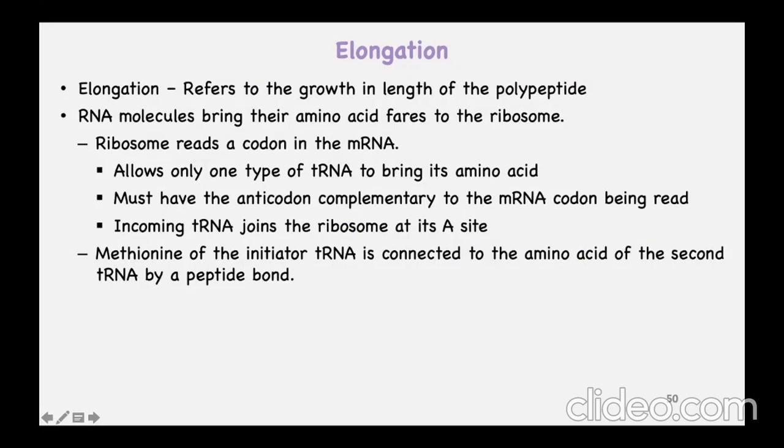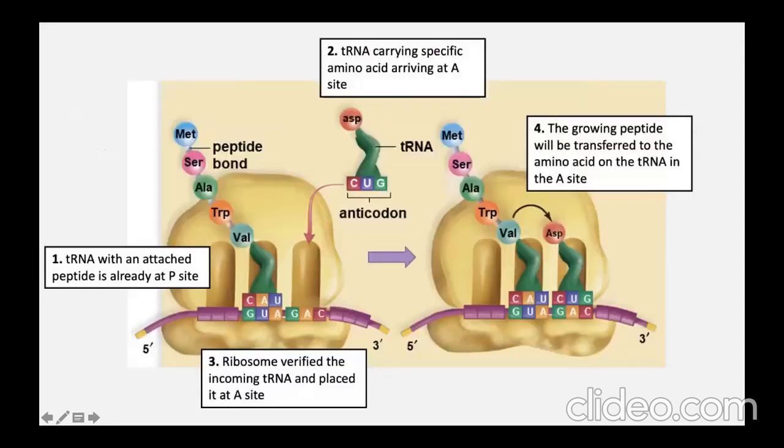And then the methionine of the initiator tRNA is connected to the amino acid of the second tRNA by a peptide bond. So antara the amino acid tu is connected by a peptide bond. Okay, that is elongation. So tRNA with an attached peptide is already at the P site. Okay, so bila dia hadir dekat sini, so the new tRNA will carry a specific amino acid arriving at the A site. Dekat sini. So, bila dia dah masuk dekat sini, the ribosome verified the incoming tRNA and placed it at the A site.